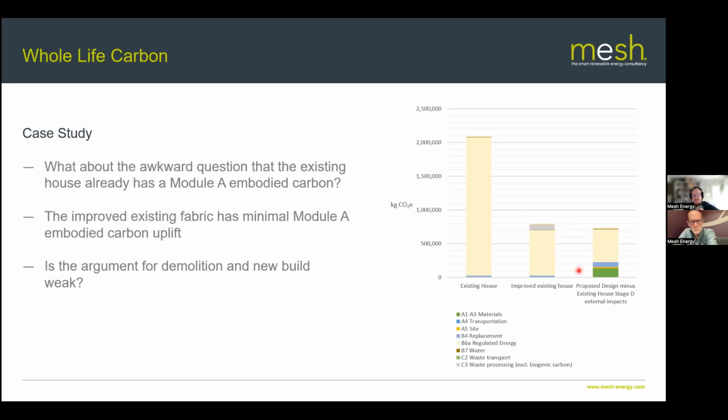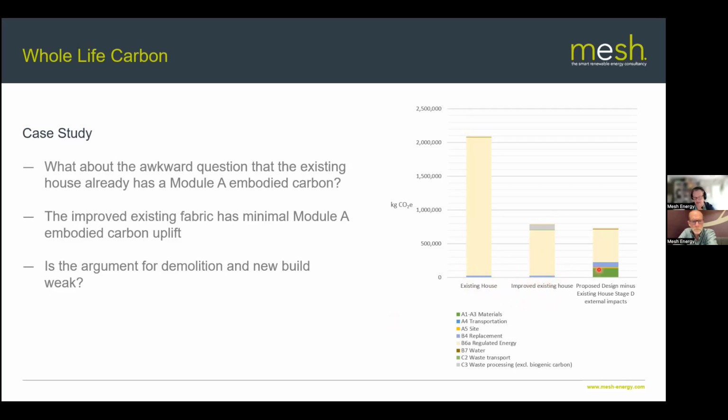But then start to think about your question: that existing house already has embodied carbon. So we removed the materials. They're already there. There's not a new upfront embodied carbon. It's pre-existing. And so when we compared that with the improved existing house, there are materials in here, but because it's been reduced to just being the insulation option, it barely shows up at all.